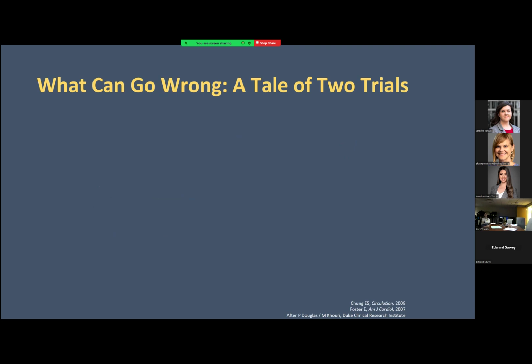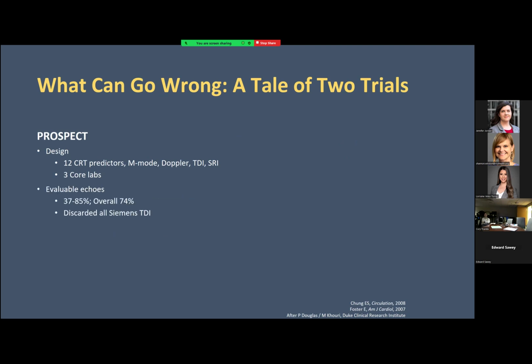Here's another example. This is a comparison of 2 different trials. We had the Prospect trial, which was looking at some echo measurements here. They used 3 core labs. I don't know the justification for it, but maybe it was too much for 1 core lab to handle, so they split it down to 3 core labs. And they had evaluable echoes in the range per site between 37 to 85%, with an overall evaluable rate of 74%. They ended up having to discard all of the Siemens TDI measurements, and they had very moderate reproducibility.